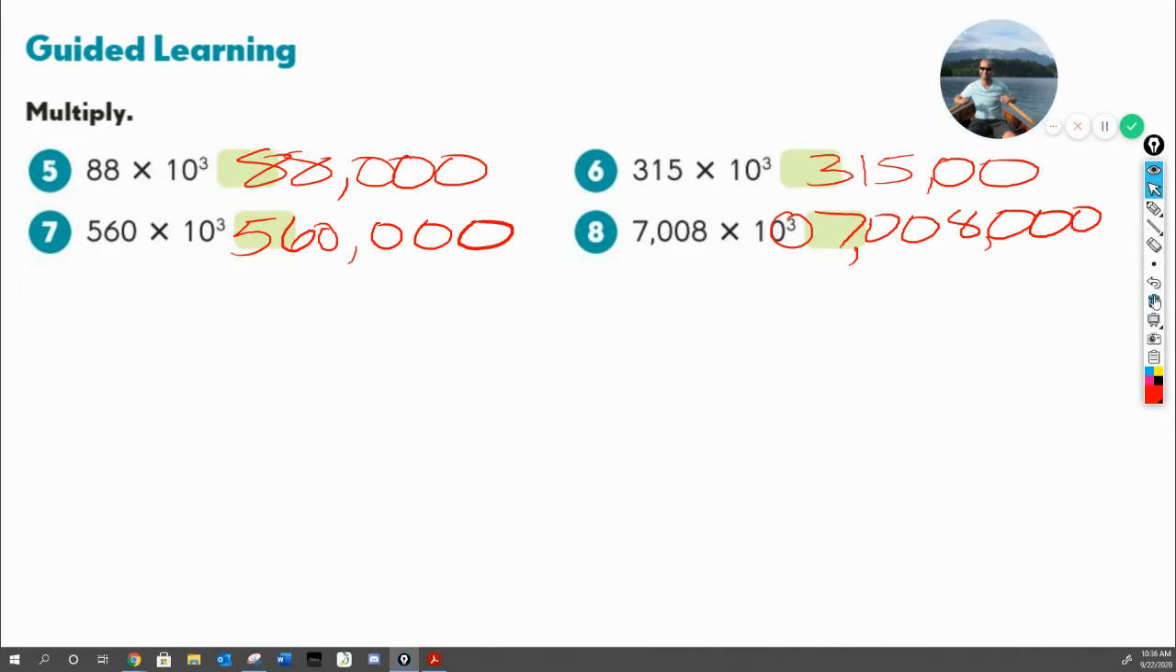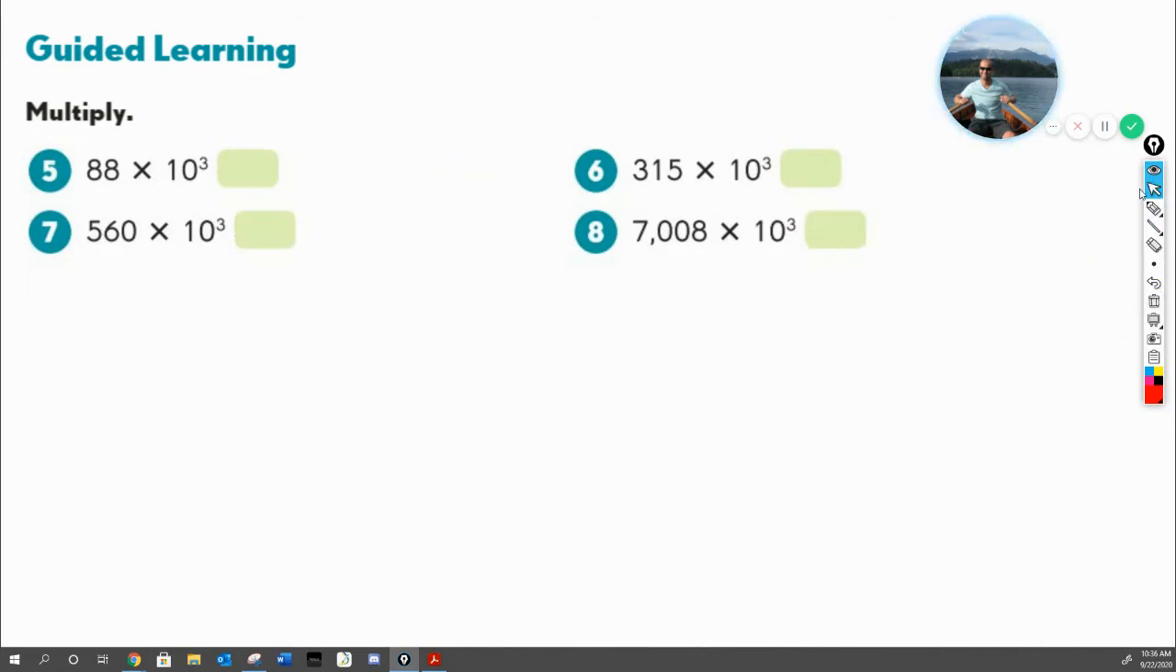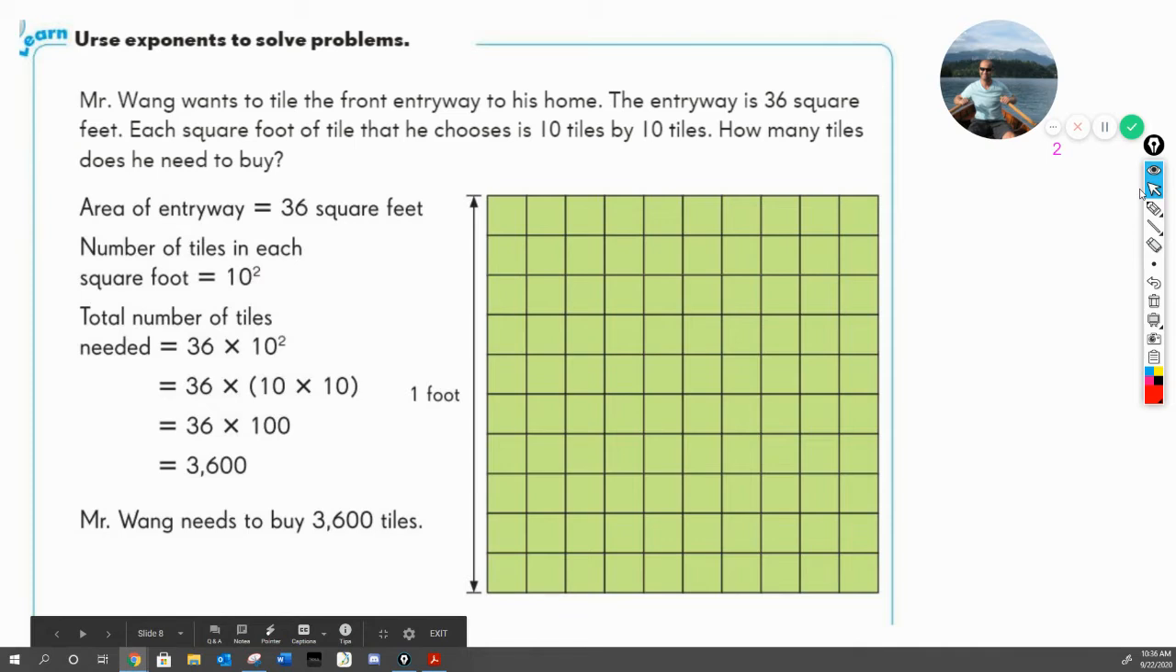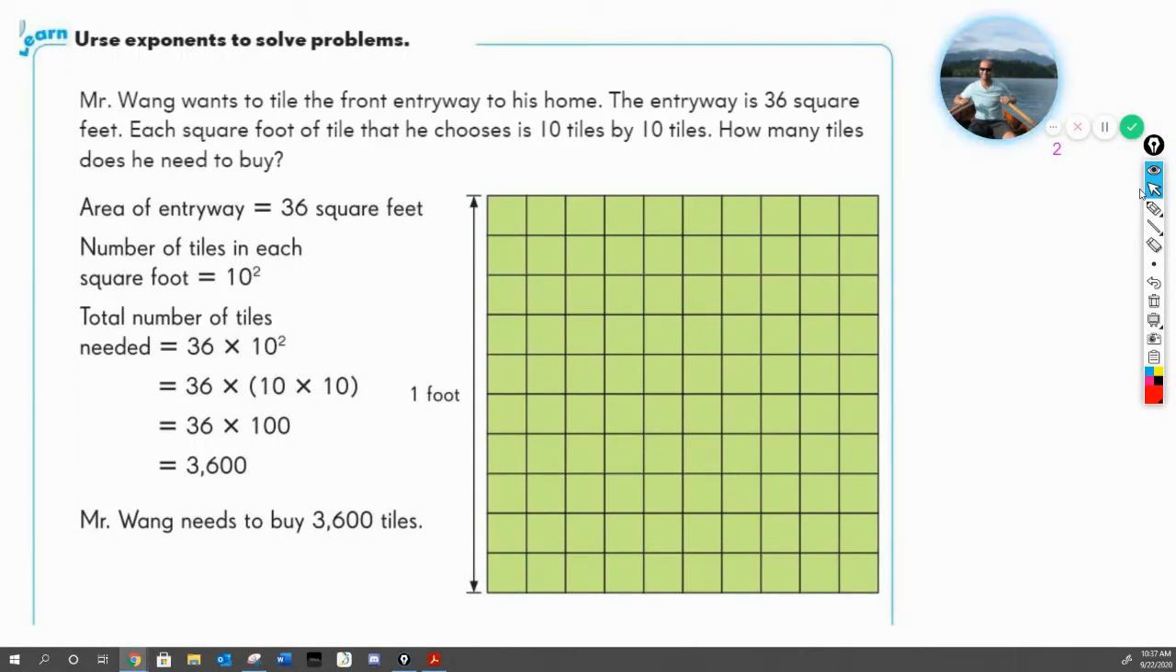All right, oops, clear the screen, get my pen. All right, now, believe it or not, you can use these handy-dandy exponents to solve real-world problems. Oh, and this is literally a real-world problem. As someone who does my own projects, I've actually done tile quite a bit. So Mr. Wang wants to tile the front entry to his home. It is 36 square feet. Oof. Each square foot of tile he chooses is 10 tiles by 10 tiles.